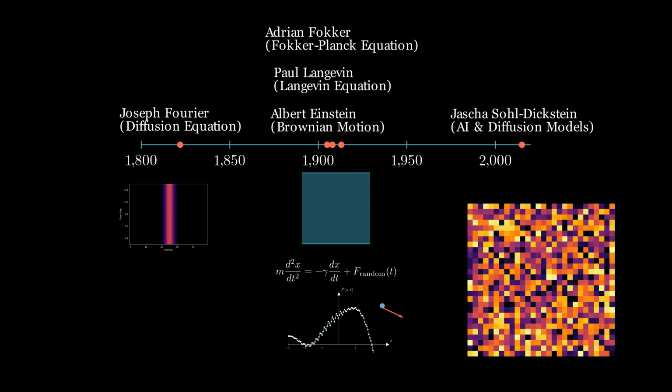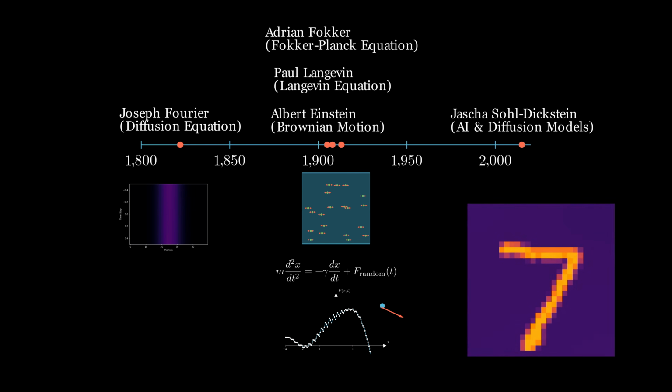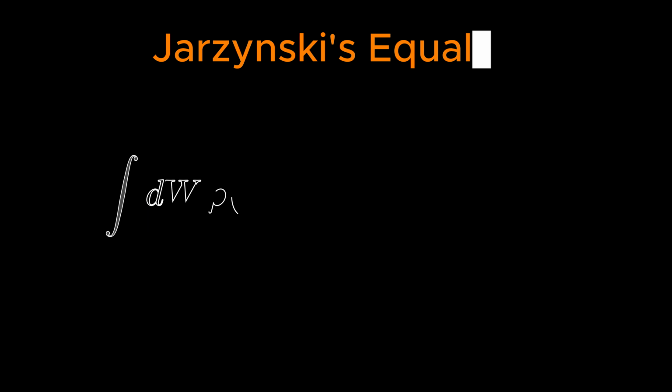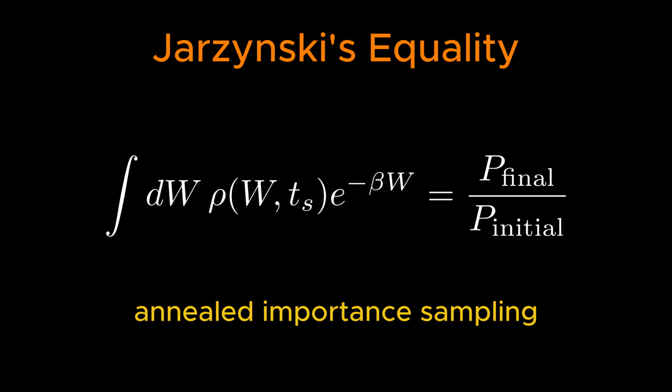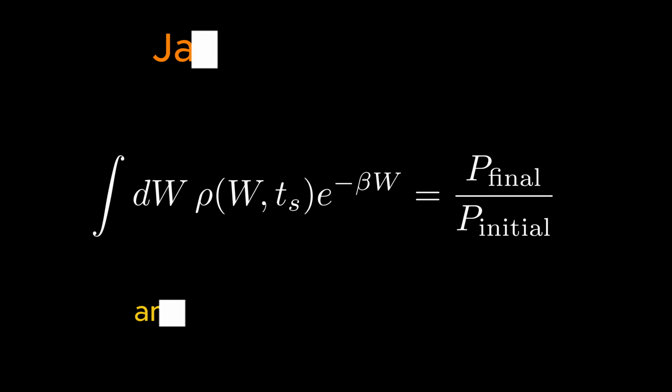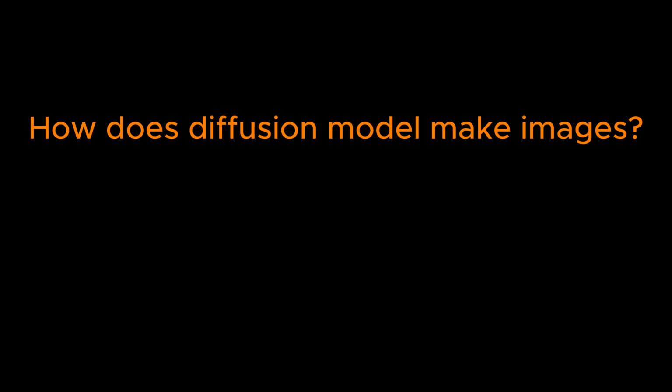Building on this foundation, Jascha Sohl-Dickstein brought the concept into AI, linking diffusion processes to image generation. For this work, they used other developments in statistical physics by physicists like Jarzynski, which prescribed transitions between equilibrium states, leading to techniques like annealed importance sampling and machine learning. But how does the diffusion model work for AI image generation?